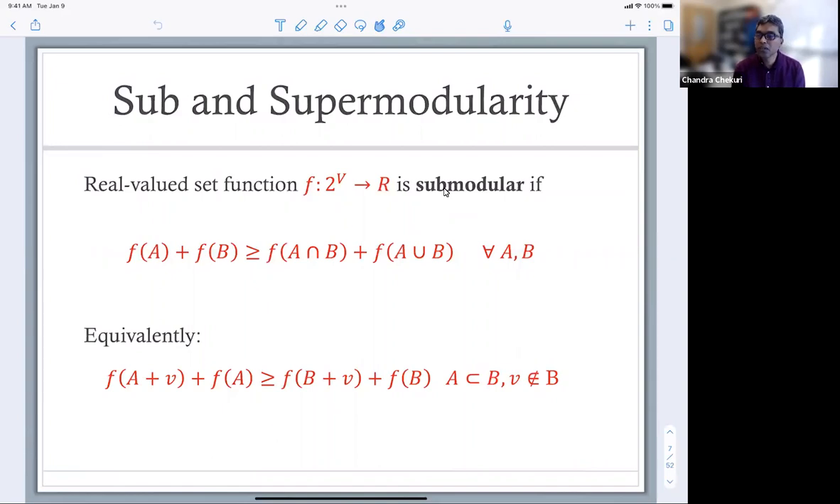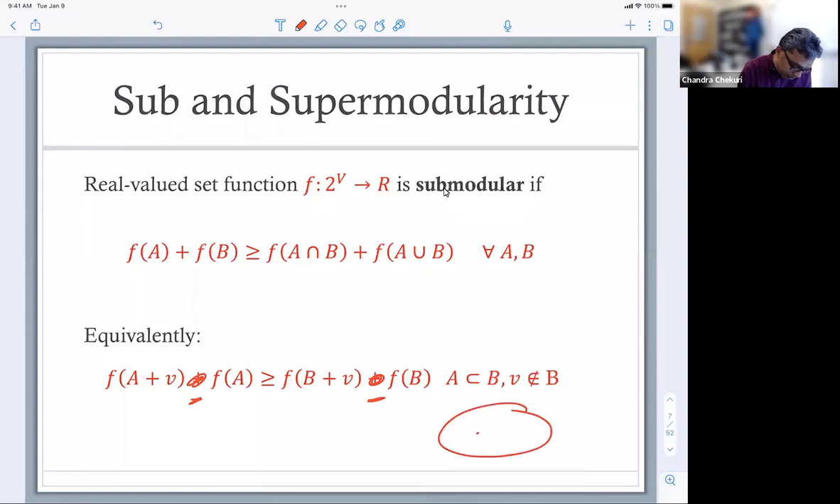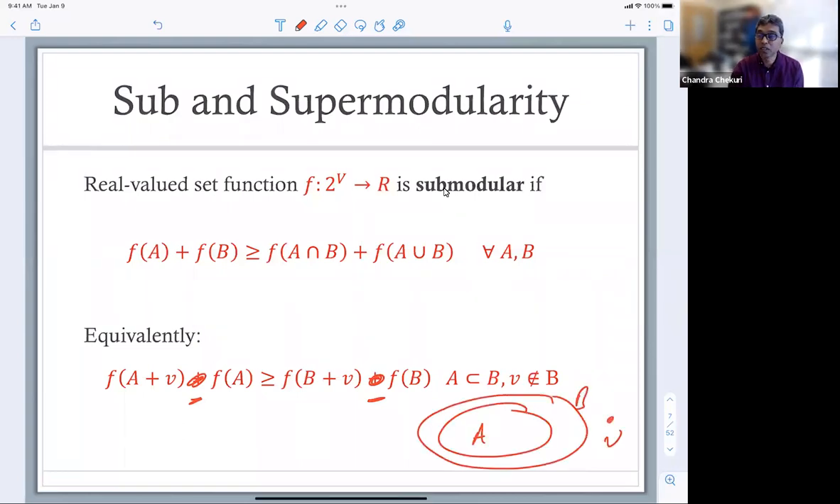The marginal value of v to a set A is simply f of A plus v minus f of A. Sorry, this is a typo here. I'm sorry about that. Cut and paste does that. So the marginal value of v to A is bigger than the marginal value of v to B whenever A is a subset of B. So we think of A and we think of B, and v is outside, and the value of adding v to A should be bigger than the value of adding v to B.